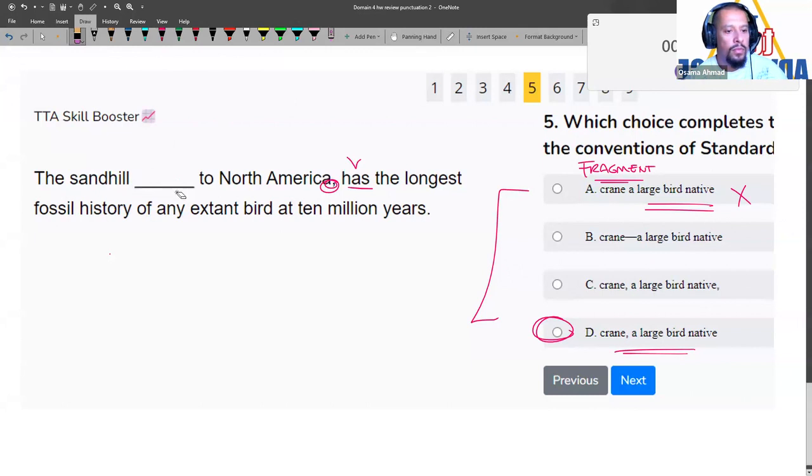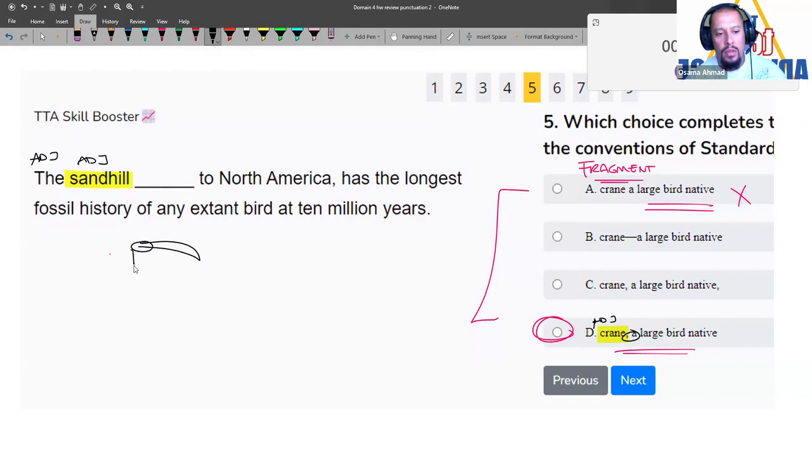All right. Tell me, talk to me. What do you see? The sandhill is a subject. Okay, and now crane isn't a verb. Then why do we have a comma? Why is D correct? Well, actually, the subject is crane. Sandhill is an adjective. Crane is a bird.